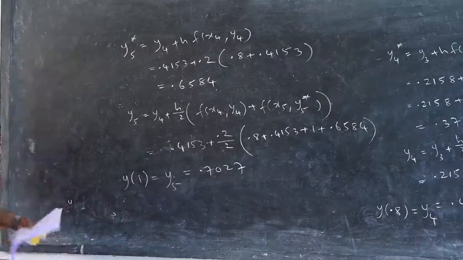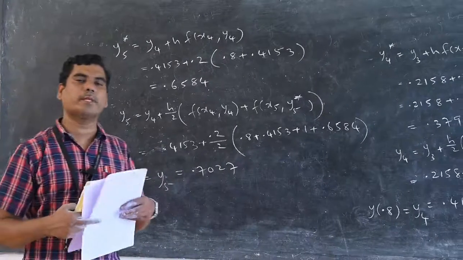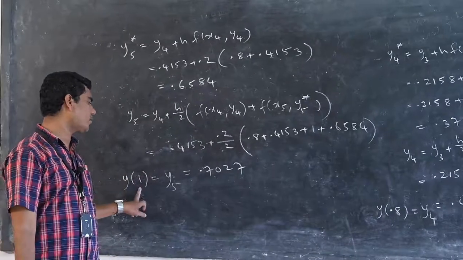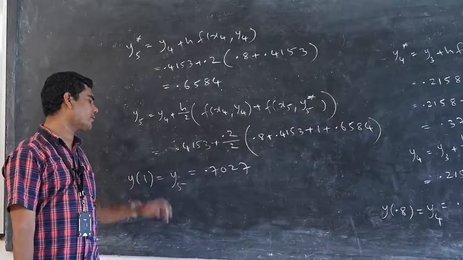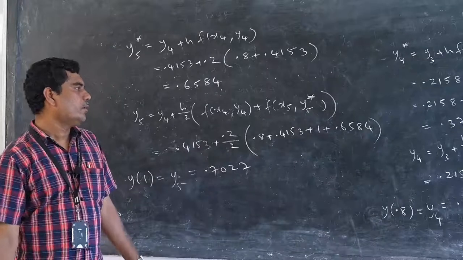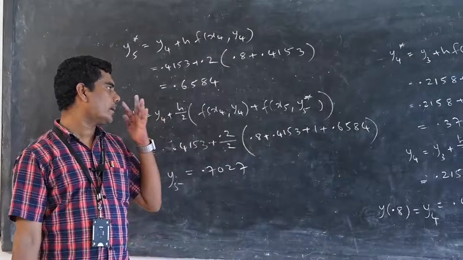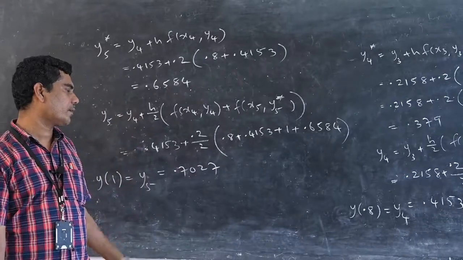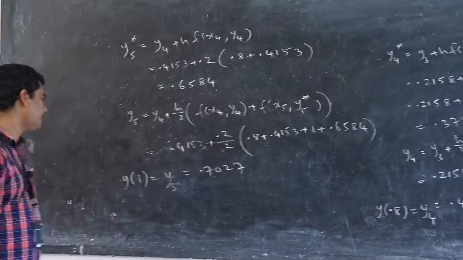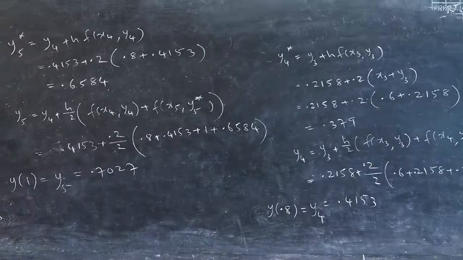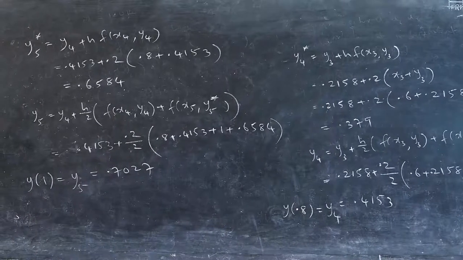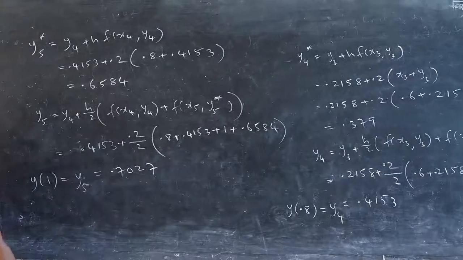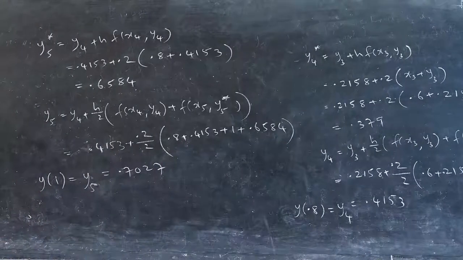So using the improved Euler method or modified Euler method, the approximate value of the solution at 1 is equal to 0.7027. We have to use these 5 steps to find this. y5 is equal to 0.7027.